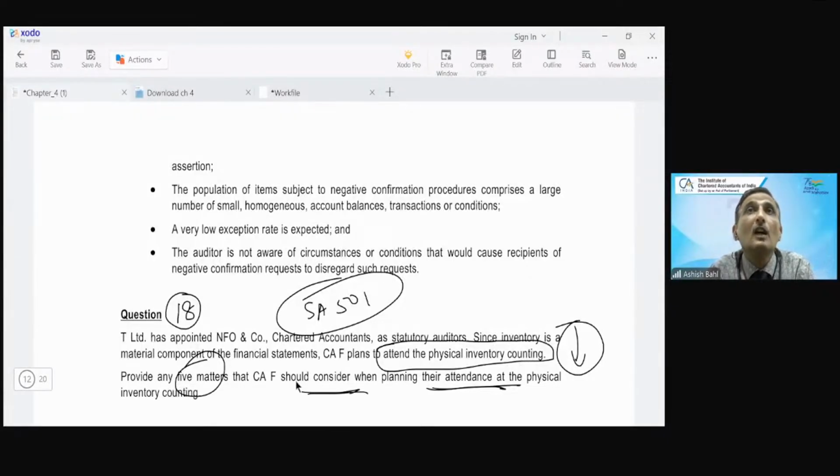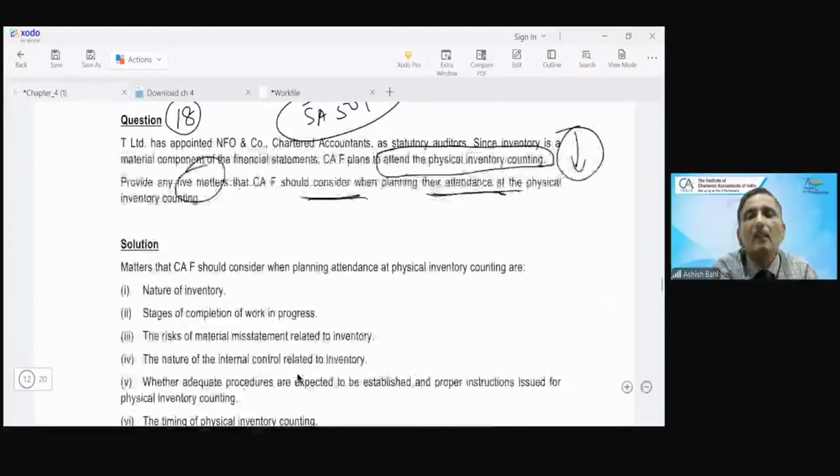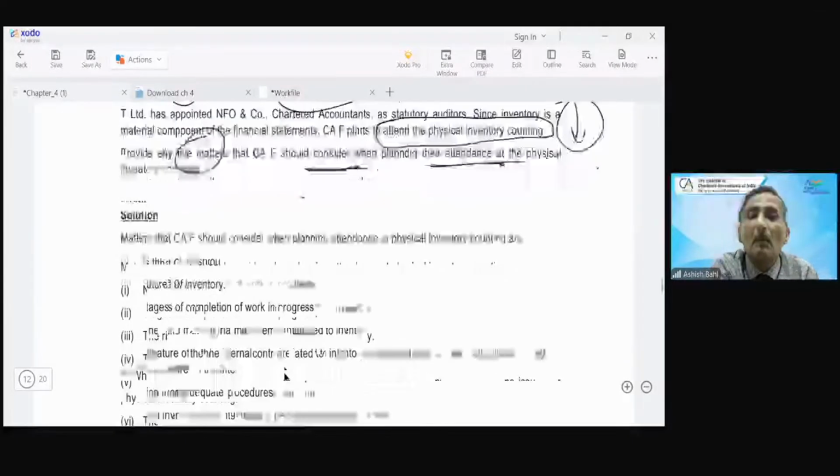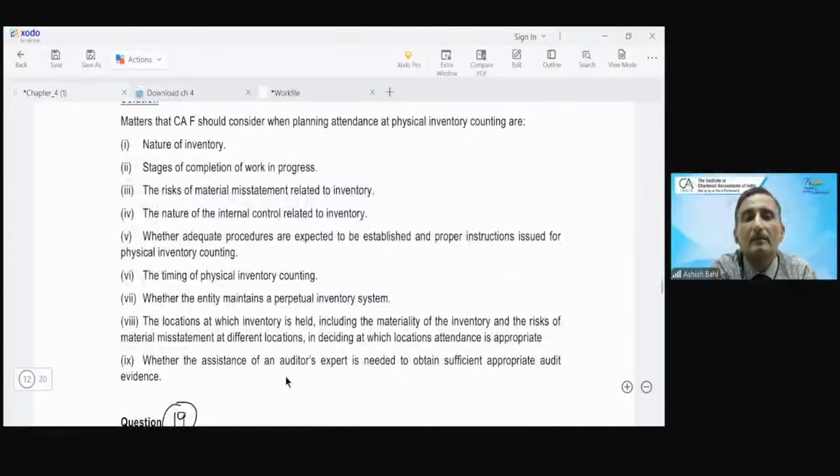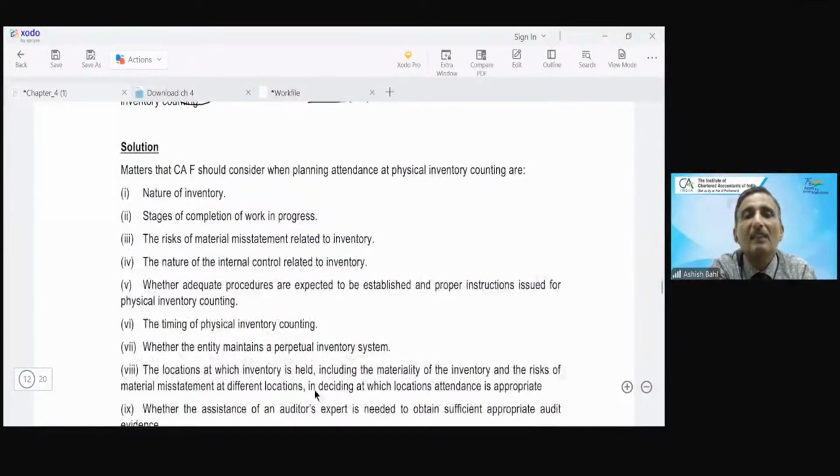You would also keep in mind the nature of inventories, what type of goods they are. So these are the matters: nature of inventory, risk of material misstatements, nature of internal control, stages of completion of work in process, the locations at which inventory is held. Yes, Harshit, is it clear to you? So again, you have to remember these points, friends.